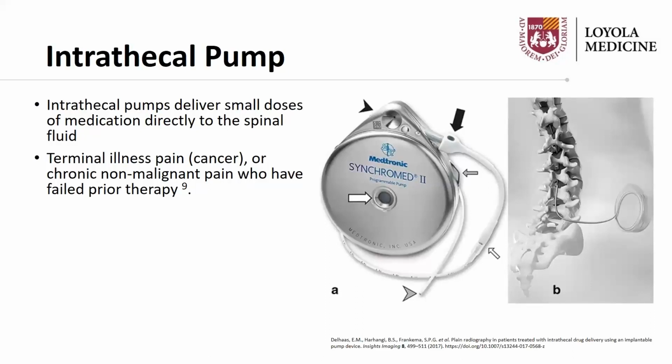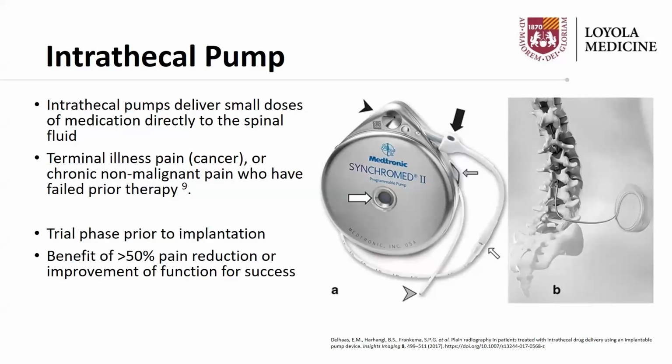They consist of a small battery-powered pump that is implanted under the subcutaneous tissue of the abdomen and is connected to a small catheter tunneled to the site of spinal entry. They also contain a reservoir port, as seen by the arrow on the device, for refilling medications.